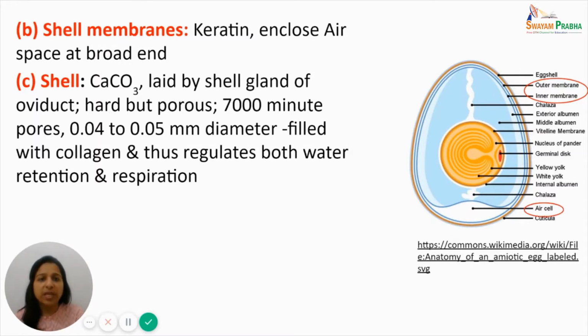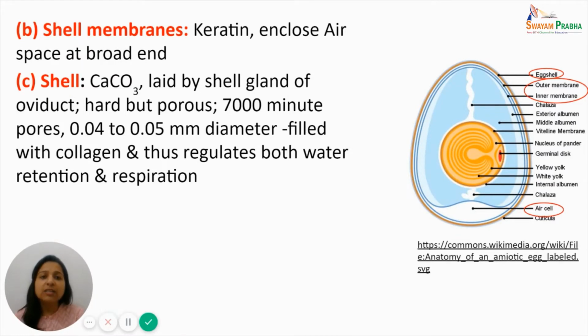Outside the shell membranes is present the egg shell, which is again secreted by the shell gland of the oviduct. It is made up of calcium carbonate. The eggshell is quite hard in nature, but at the same time, it is porous.